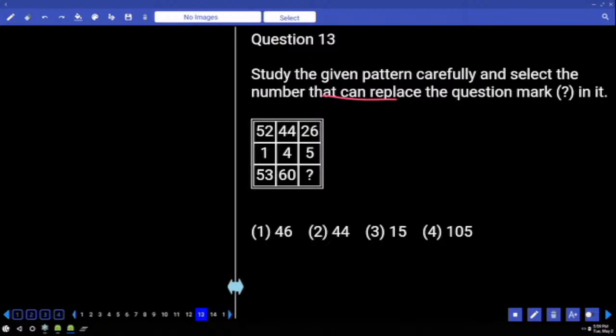Now the 13th one. 1 square is 1, and 52 plus 1 is 53. Now 4 square is 16, and 44 plus 16 is 60? Now 5 square is 25, and 26 plus 25 is 51. 51, that is choice 3, question number 13.